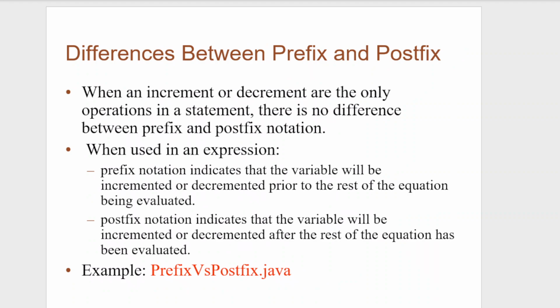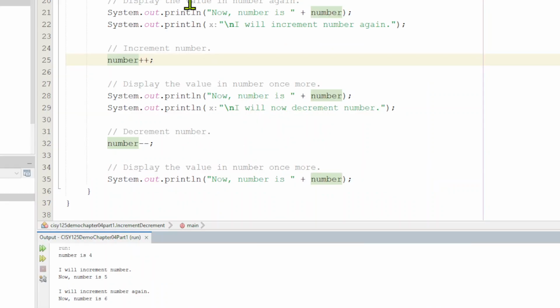All right. So the difference between prefix and postfix is that when you increment or decrement by themselves, it doesn't matter if it's the only thing in the line. But if there's an expression going on or an equation, prefix notation, that means you have the pluses or the minuses before. That means that variable will be incremented prior to the rest of the equation being evaluated, and postfix means it'll happen after the equation has been evaluated. And let's go really fast and look, and I can show you an example of that.